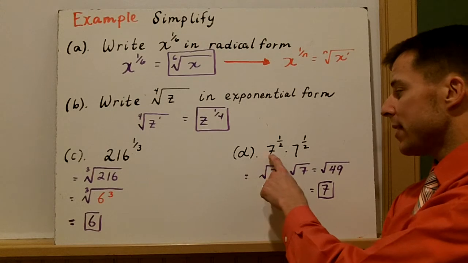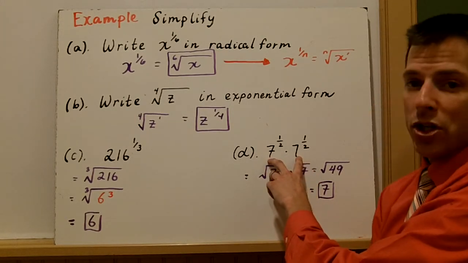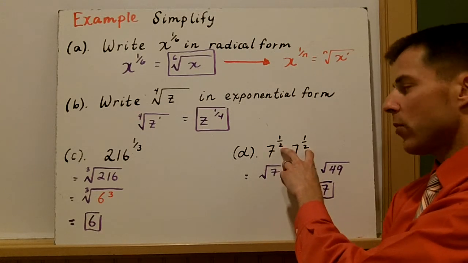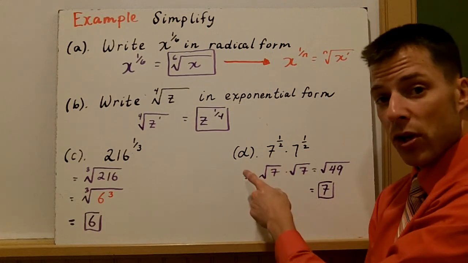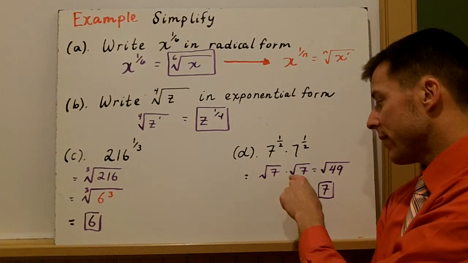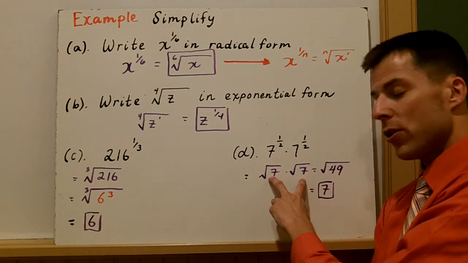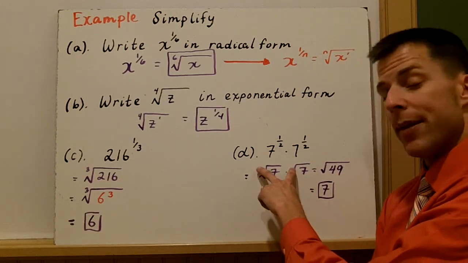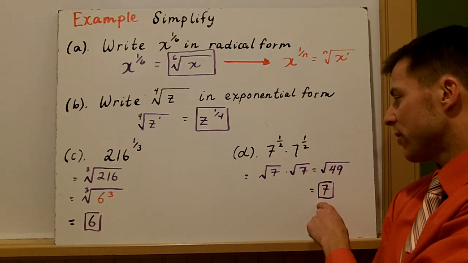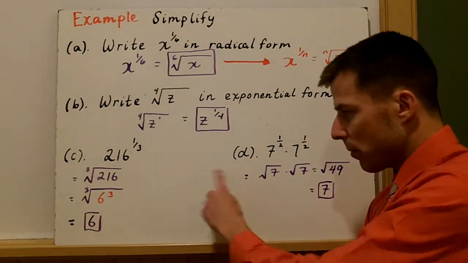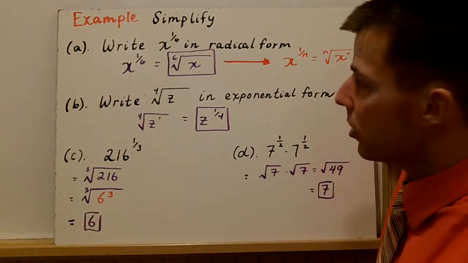Here in part D, 7 to the 1/2 times 7 to the 1/2. Two numbers with the same base, you can add exponents, so 1/2 plus 1/2 would be 1. So this will be 7 to the 1st. But you can always rewrite this as the square root of 7 times the square root of 7 equals the square root of 49, because you can multiply these numbers together because they have the same index. Square root of 49 is 7, and that's again the principal root. So this is just using the definition. There are other ways you can get there, but we were using the definition.